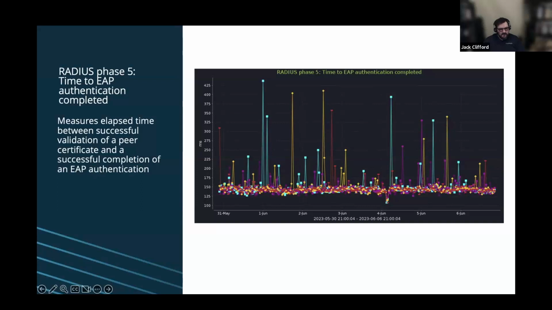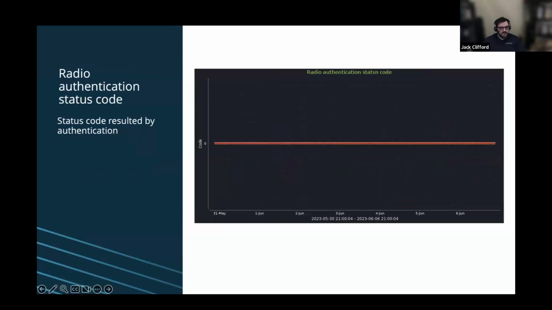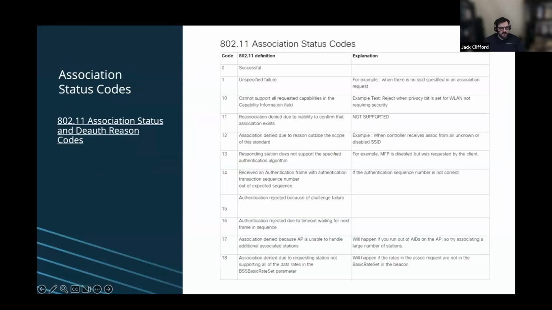So the nice thing about EAP authentication and just authentication in general with Wi-Fi is you get status codes. So if you have a status code of 0 in your radio authentication process, 0 just means that it was successful. So you can look up tables that give you a full list of different status and deauth codes as well. So this can help you with troubleshooting not only EAP authentication issues, but it can just help you troubleshoot wireless connection issues as well.